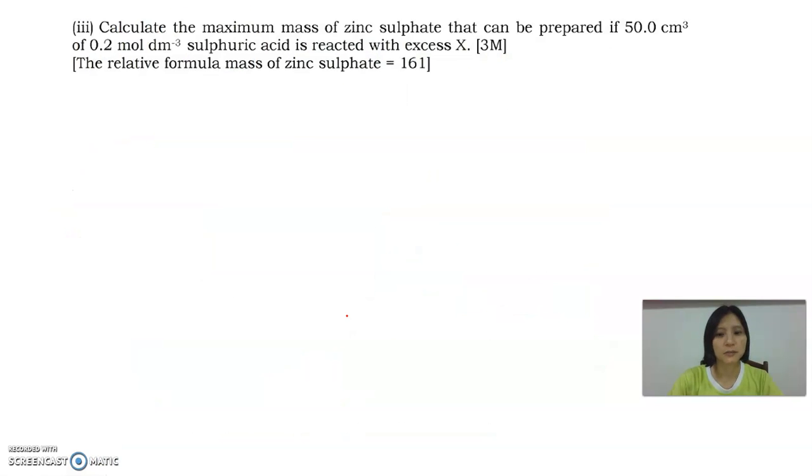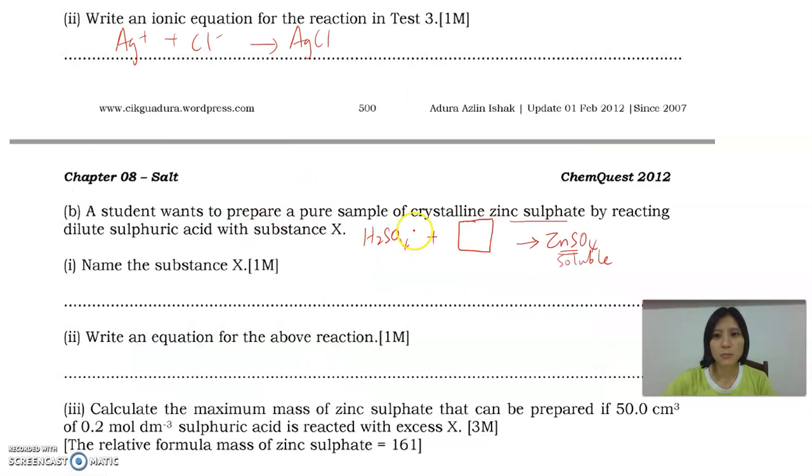Check. Okay, this one. We want to prepare zinc sulfate, right? It's soluble, so we've got two methods. Then ask yourself, is it potassium, sodium, ammonium or not? It's not. So we cannot use method 1. We cannot use the titration method. So we must use method 2.